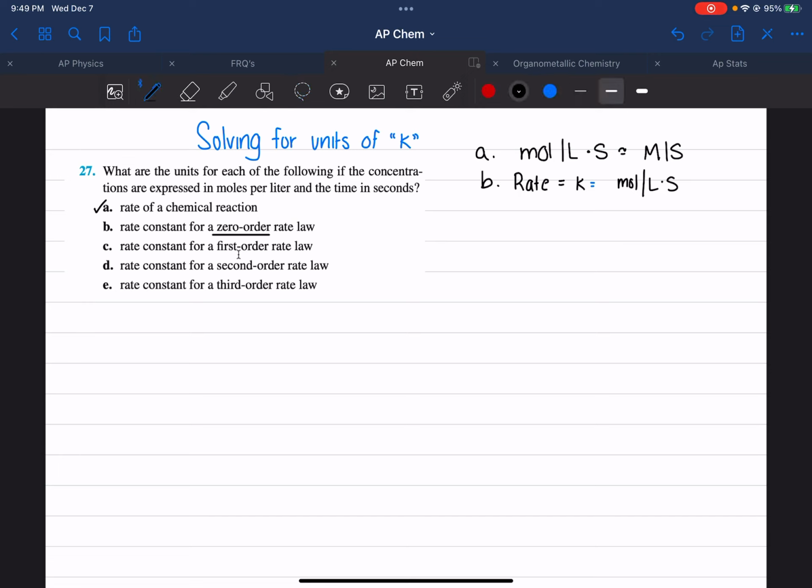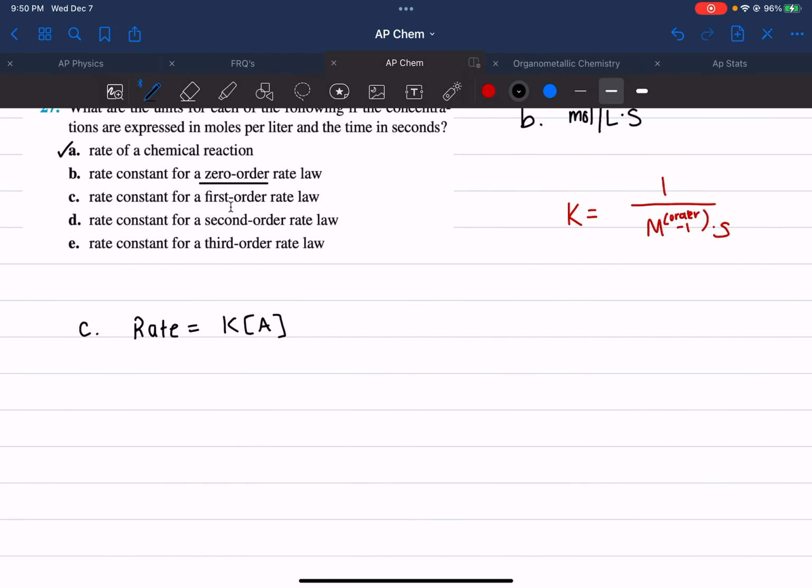Okay. Next, we have our first order rate law. There is a little trick for solving for units of K, and that is that K is equal to 1 over molarity to the order minus 1, times your seconds. Okay, so the rate constant for a first order law: when we think of first order, we know that our rate is equal to K times the concentration of a reagent. That's it. So there are two ways you can approach this problem.